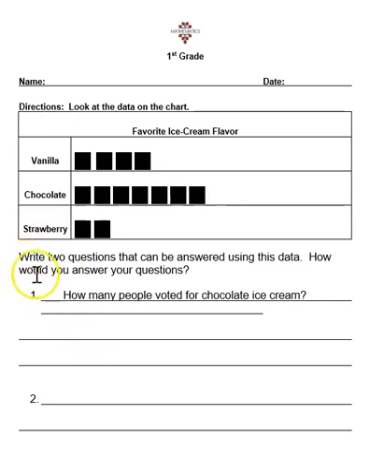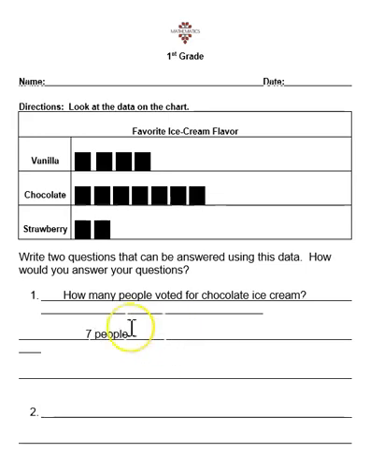Can we answer that? Yes, we can, because we can count them. Let's count them together. One, two, three, four, five, six, seven. There are seven people who voted for chocolate ice cream. So there were seven people who said that chocolate was their favorite ice cream. So seven people voted.